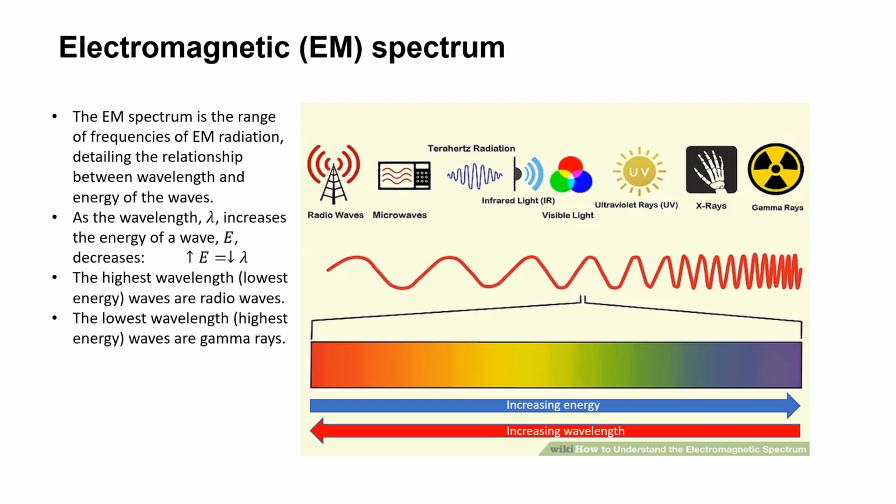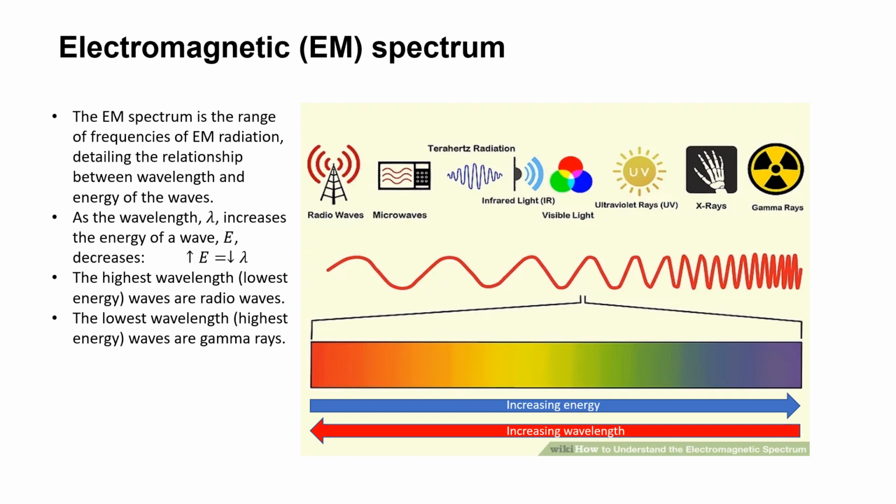And what it looks at is the relationship between wavelength and the energy of the waves. So what you can kind of see here on the right hand side is that the larger the wavelength, the smaller the amount of energy of the wave, and the smaller the wavelength, the larger amount of energy of the wave. So this has an inversely proportional relationship. So as one increases, the other decreases, and vice versa, obviously. So radio waves have the highest wavelength but the lowest energy, and gamma rays have the lowest wavelength but the highest energy.